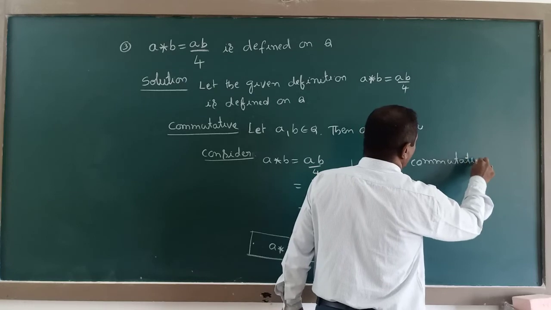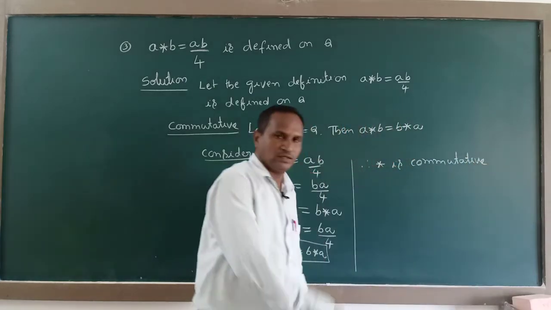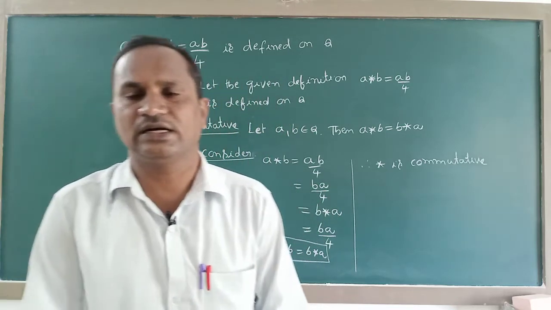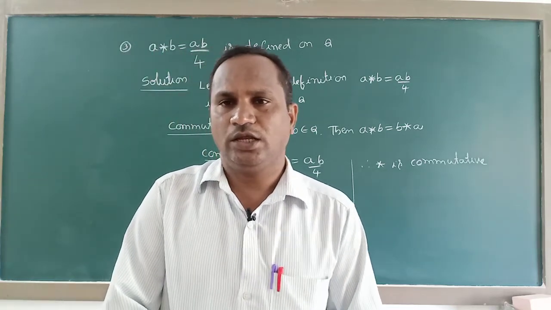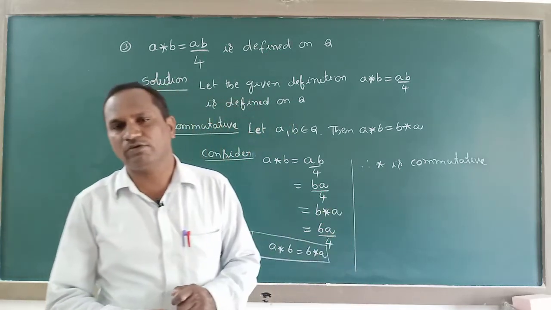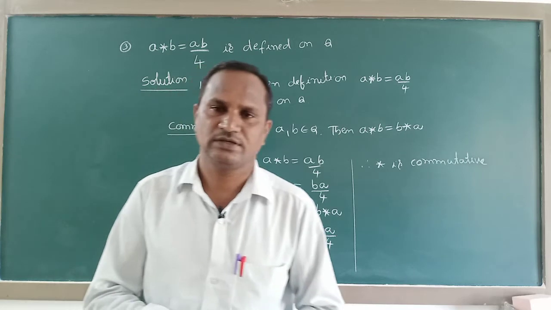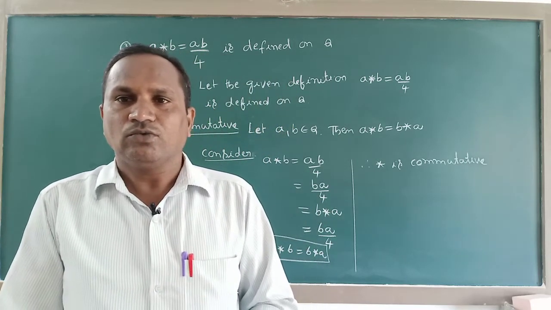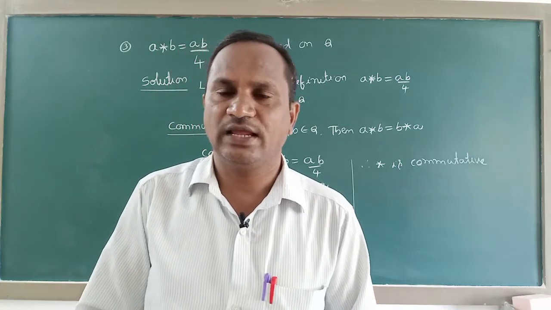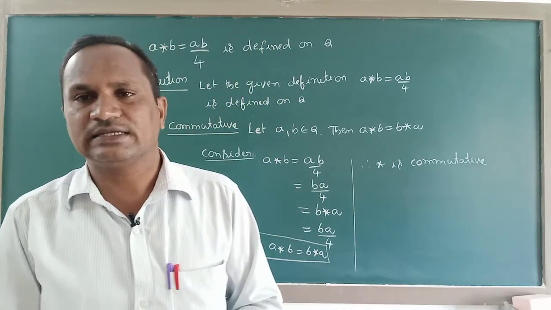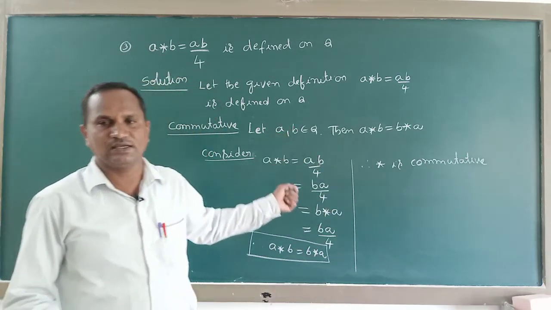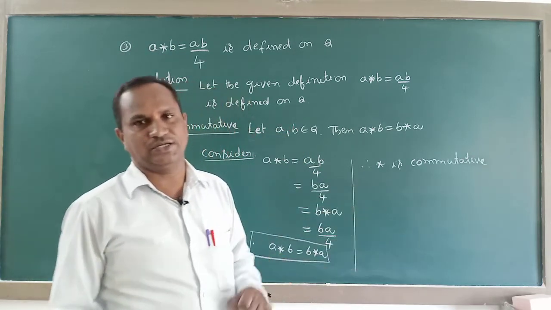Star is commutative. Even you can take some rational numbers also, like 3 and 4. 3 into 4 whole divided by 2 means we will get 6. Otherwise, if you take 4 into 3 by 2, 2 ones are 2, 2 twos are 4, 2 threes are 6. That's why in both cases you are getting the same answers. Star is always commutative for this given operation.